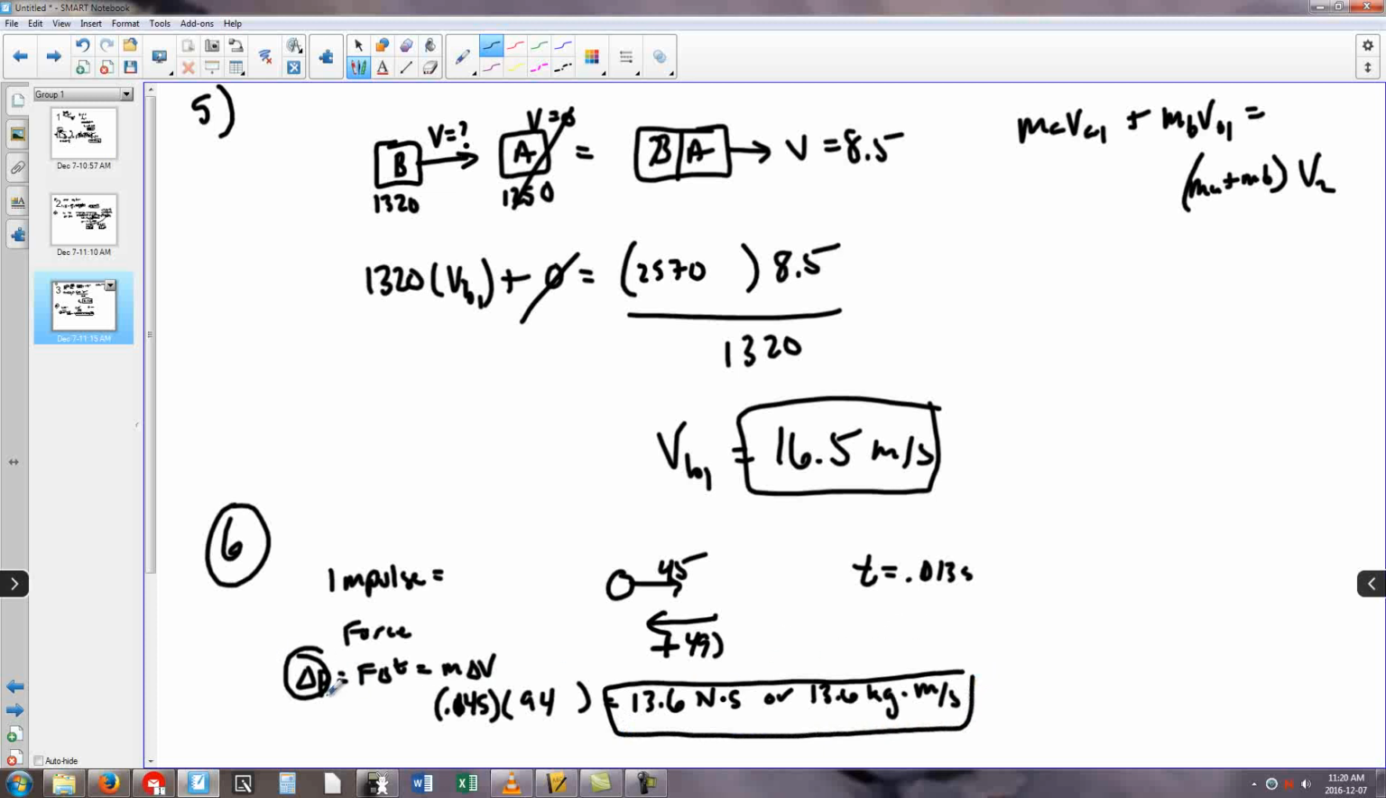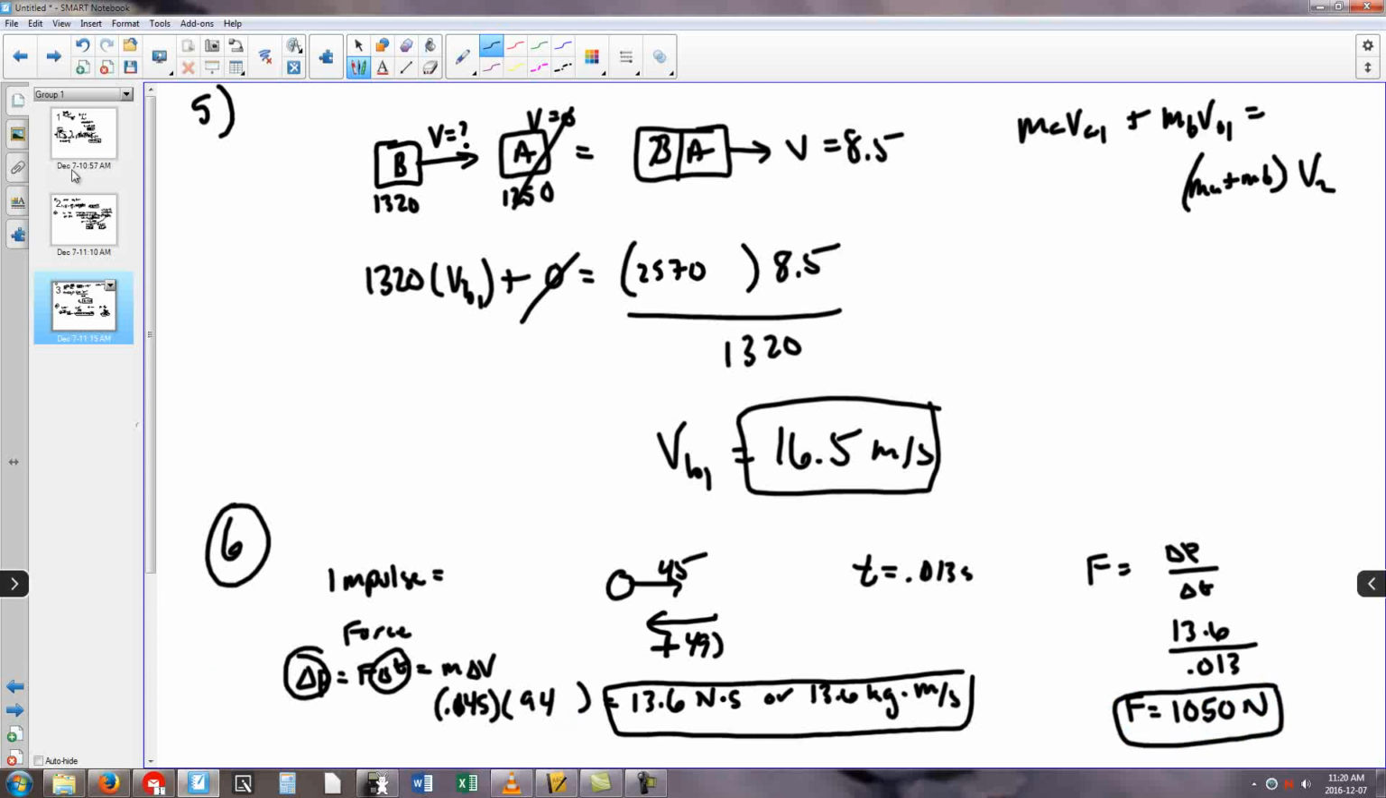Next question is, well, what's the force? Well, if I know that this is 13.6 and I know what delta T is, I should be able to find F. F will be delta P, or the impulse, over the change in time, which is 13.6 over 0.013. So the force turns out to be roughly 1,050 newtons.